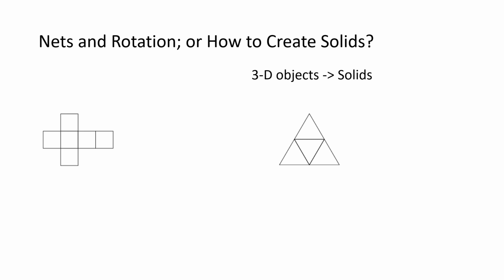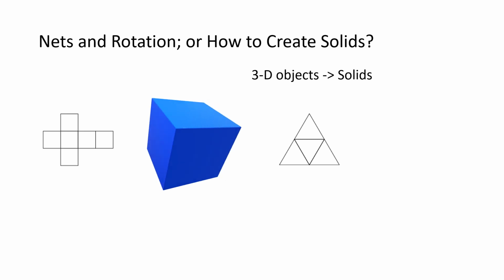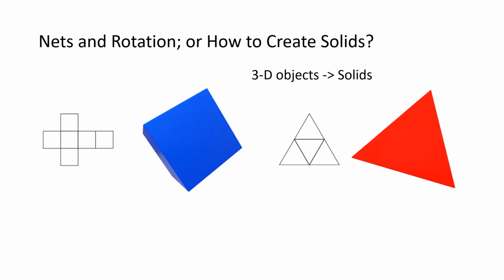The first method is to use nets, which is what these diagrams are. Solids are going to be created when we fold the nets. For example, the left is going to create a cube, and the right is going to create a triangular pyramid.